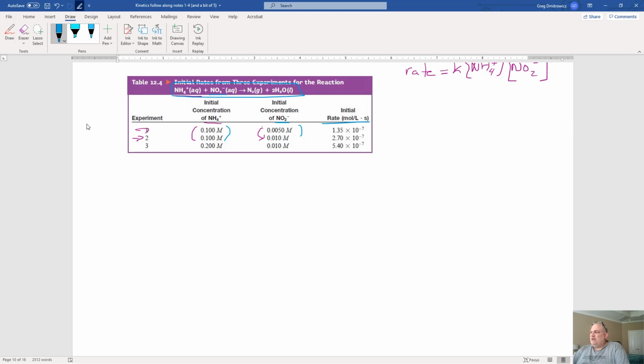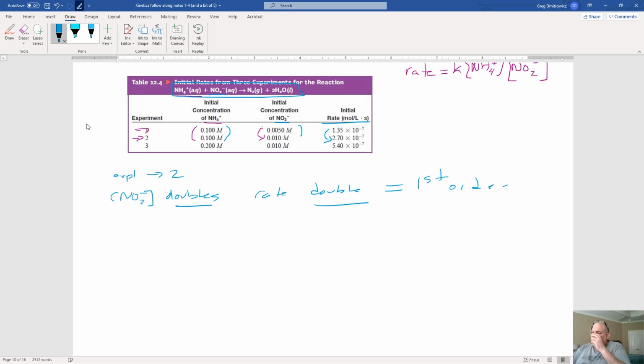And if you take a look right here, in between experiments 1 and 2, the concentration of NO2 doubles, and the rate also doubles. So if you take a look between here and here, this doubles. So when something doubles and the other thing doubles, you have first order.